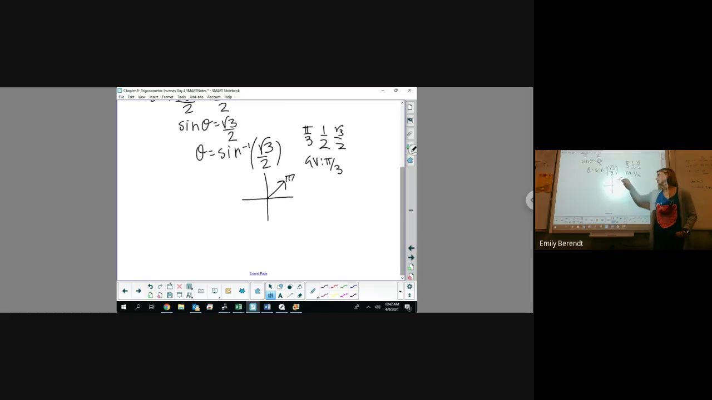What other quadrant has positive y's? Quadrant 2. All right, what's the pi over 3 from quadrant 2? 2 pi over 3. So pi over 3, 2 pi over 3, plus every 2 pi.